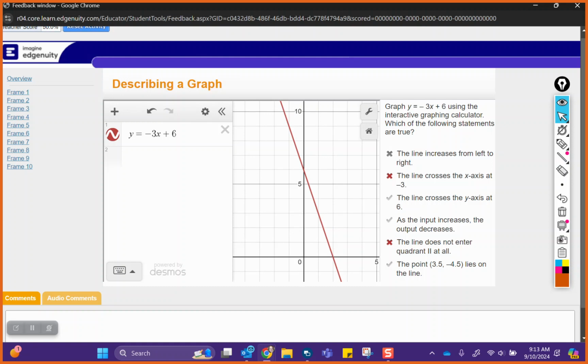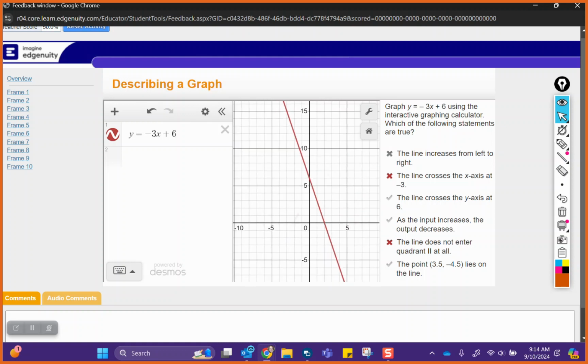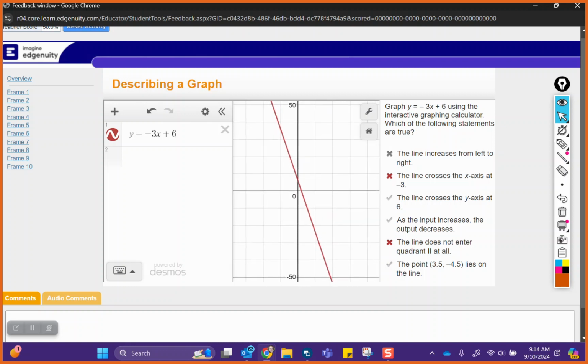As the input increases, the output decreases. So remember with inputs and outputs, we always talk about the input increasing. Then we look at what does the y do? Well, because this line is decreasing from left to right, that's what's happening here. The line does not enter quadrant 2 at all. This is quadrant 2, so that one should not have been picked.